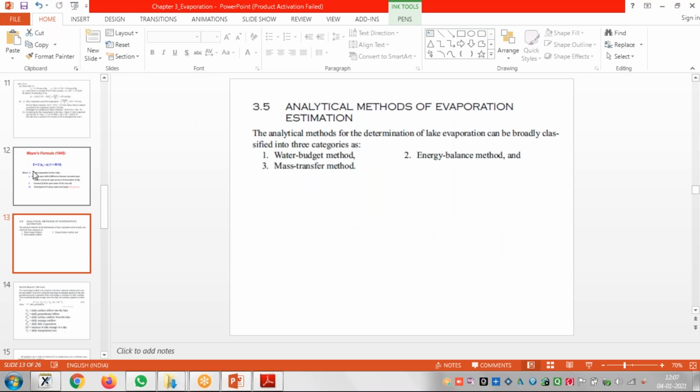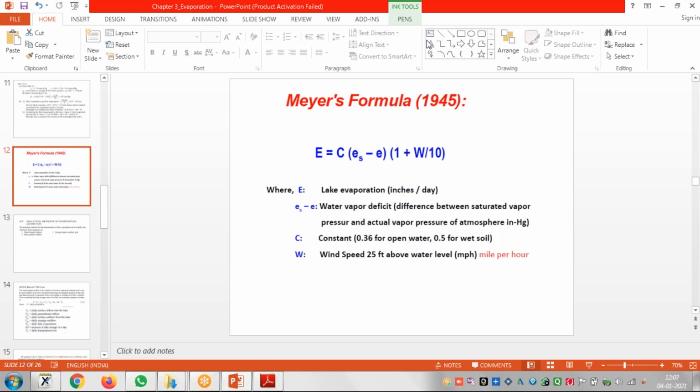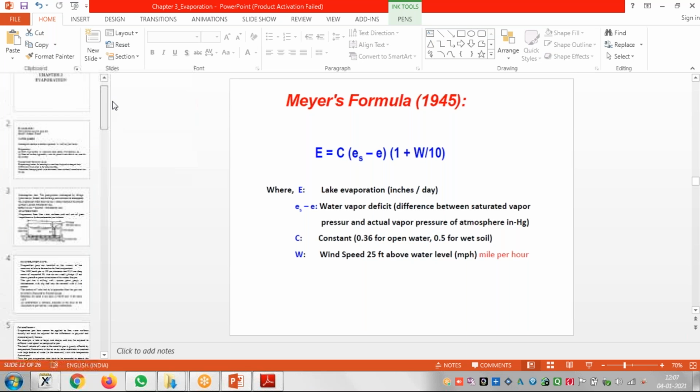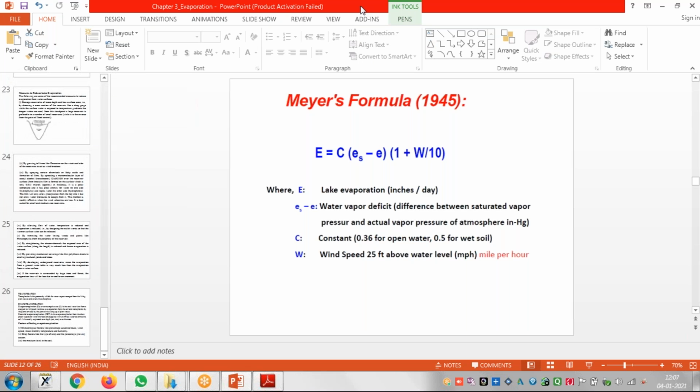So here I hope that everything is clear to you. Now, almost I covered all of the evaporation chapter. So I hope you got this. And if you have any doubt, you can ask. So here I stop. And your syllabus is what? Evaporation, runoff and hydrograph, and the last one is flood.